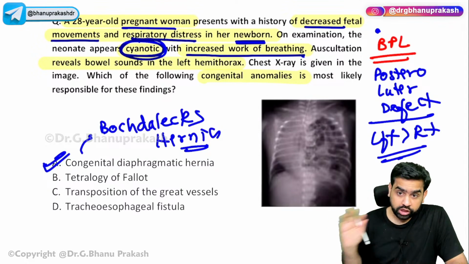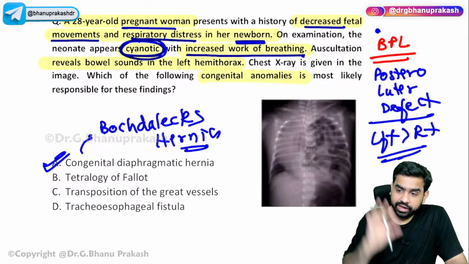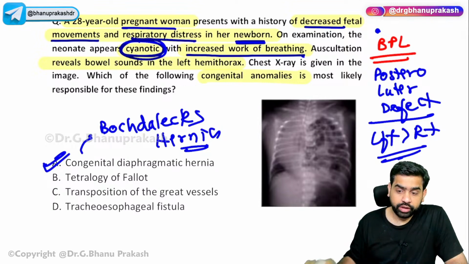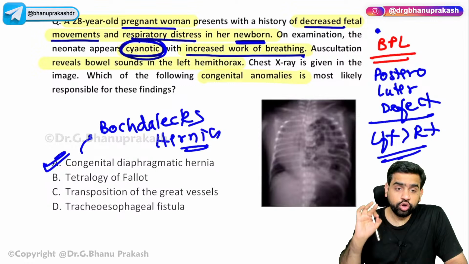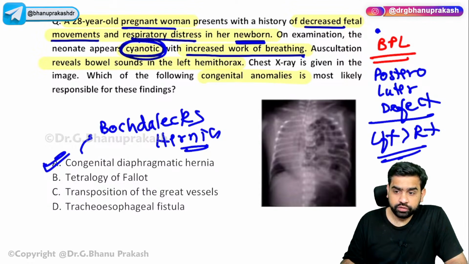Okay, so there is a posterolateral defect which is more on the left side as compared to the right side. So this is what you need to understand about the Bochdalek hernia. Posterolateral defect, more on the left side as compared to the right side. Okay, I hope you have understood this particular point. Now let's move on to this.